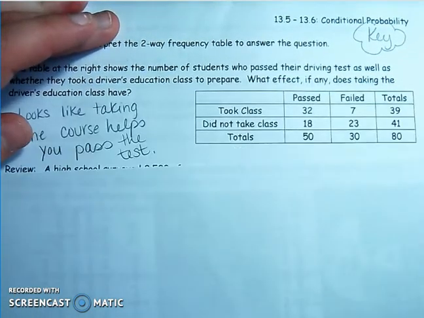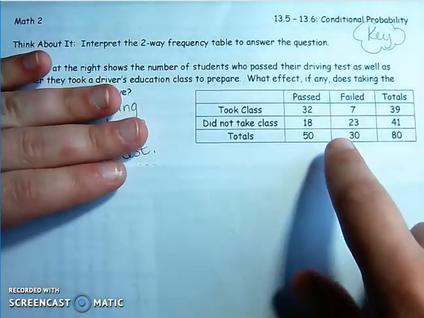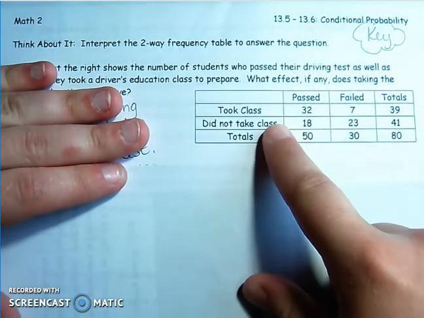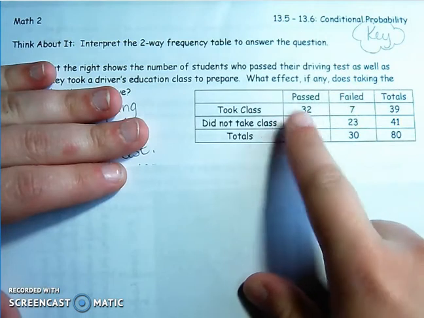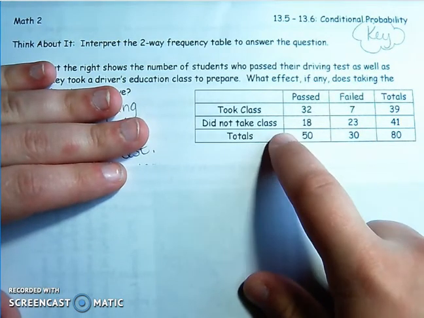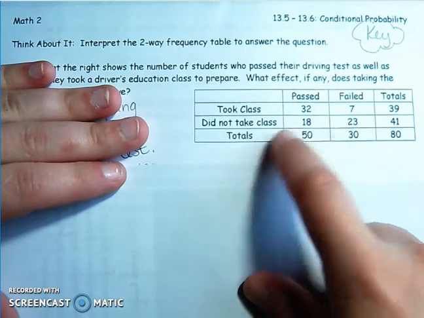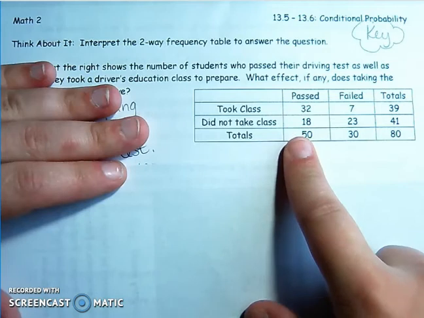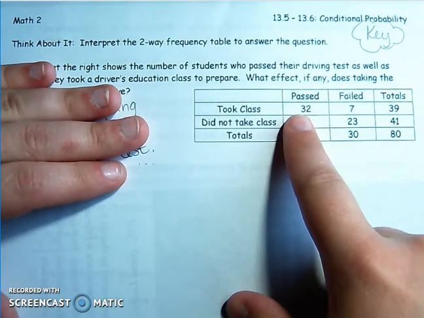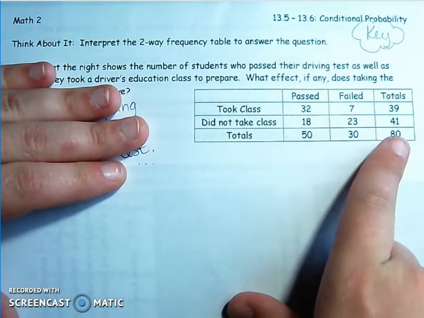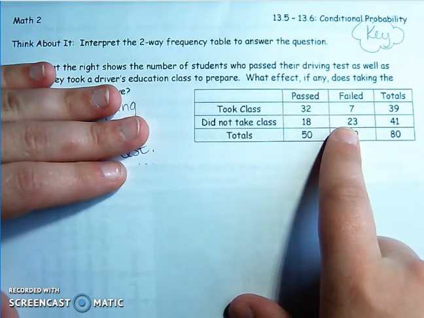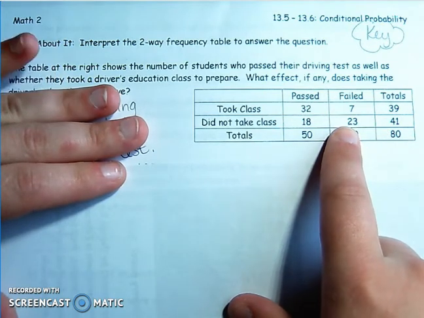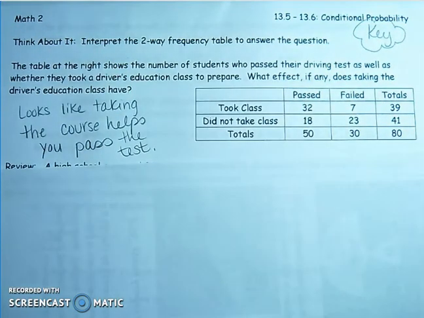Well, if we look at our table, we can see that 32 people passed who took the class, 7 people failed who took the class, 18 passed that didn't take the class, but 23 failed that didn't take the class. So out of the 80 people, 50 passed, and of those 50, 32 took the class. Out of 80 people, 30 failed, 23 of those didn't take the class. So there could be a chance that taking the course will actually help you pass the test, is what this table is showing us.